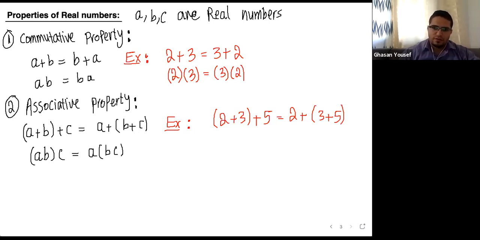So this is correct. For multiplication, 2 times 3, in parentheses, times 5 is the same as 2 times, in parentheses, 3 times 5. First the thing in the parentheses, 2 times 3 gives me 6. 6 times 5 gives me 30. On the other side, 3 times 5 gives 15. 15 times 2 gives 30. So on both sides, they give the same answer. So the associative property holds in the real numbers.